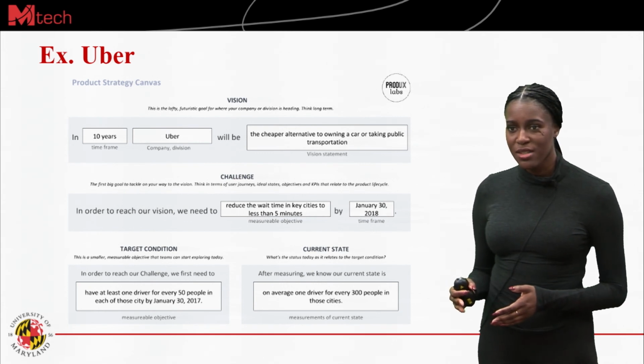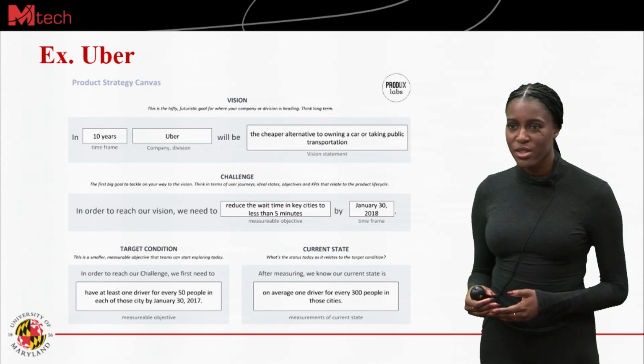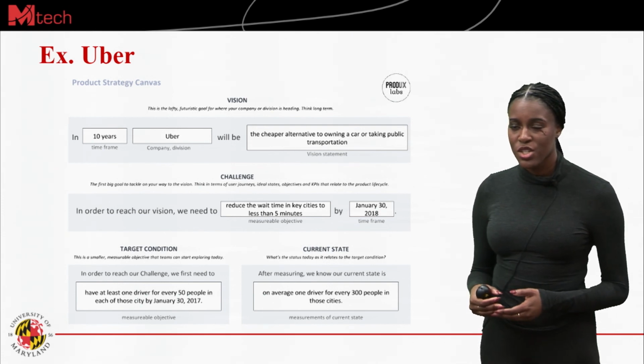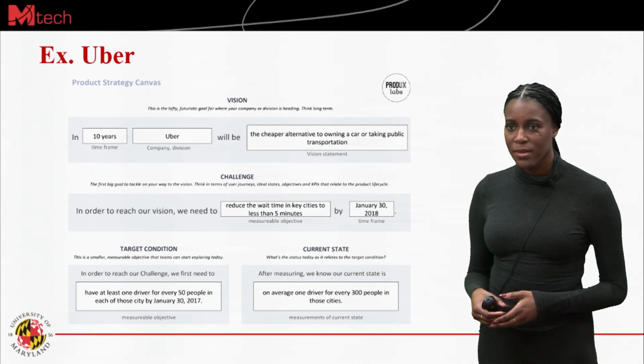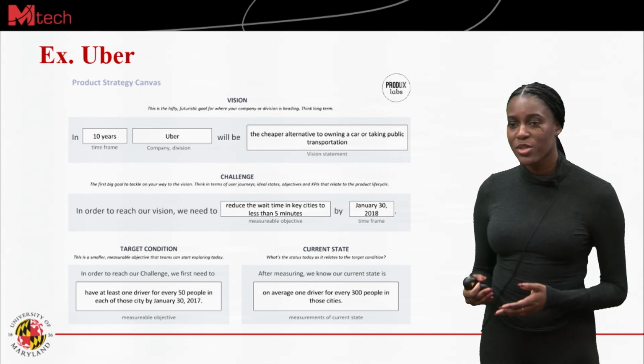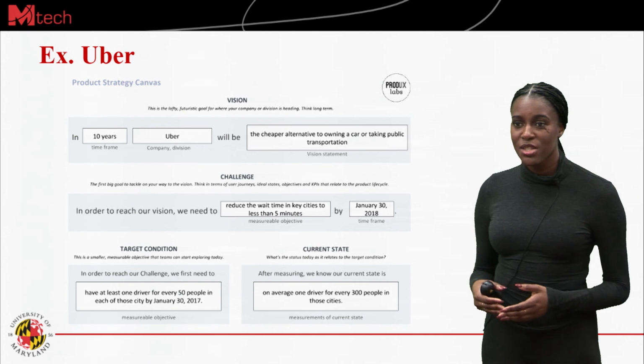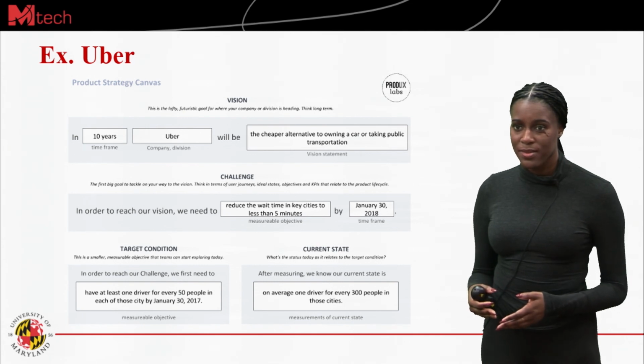Once we've set the vision, then we go in and set the challenge. Now, the challenge has a time frame that's a little bit closer to where we are today. It also talks about a measurable objective, something that the teams can use to track their progress.